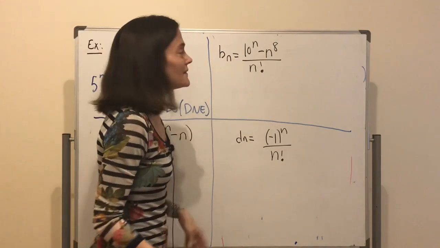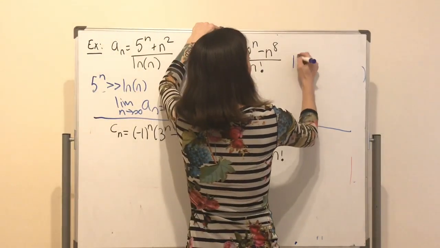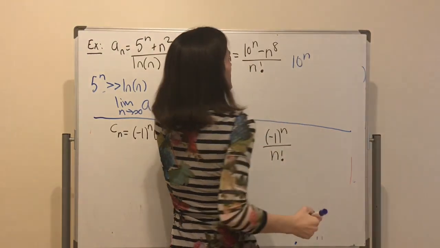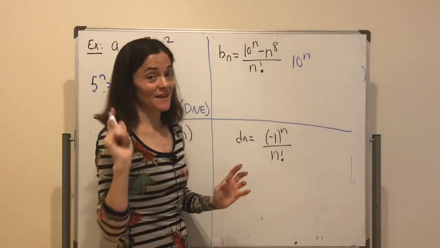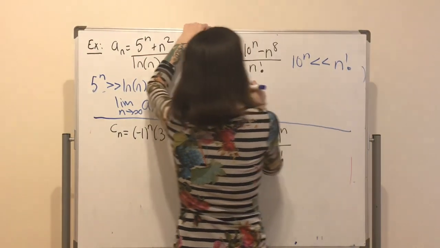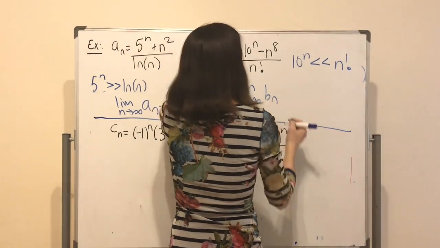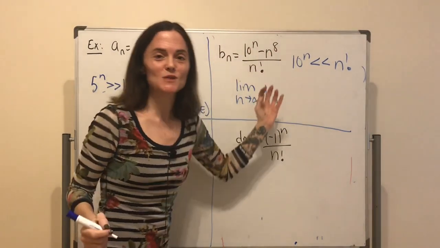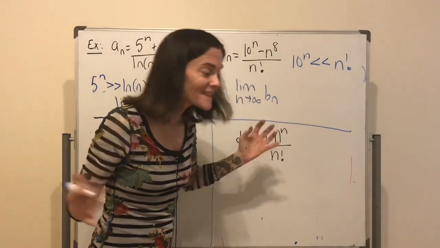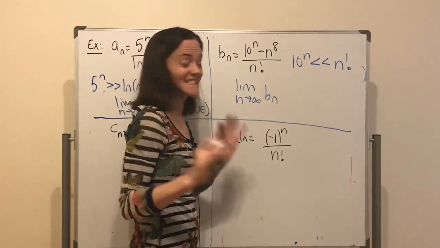Similarly here, well, the numerator 10 to the n dominates. The denominator is one term in n factorial. This is significantly smaller than n factorial, and so we may take a limit as n goes to infinity of b_n. And what's in the numerator grows slower than the denominator by our growth rate discussion.